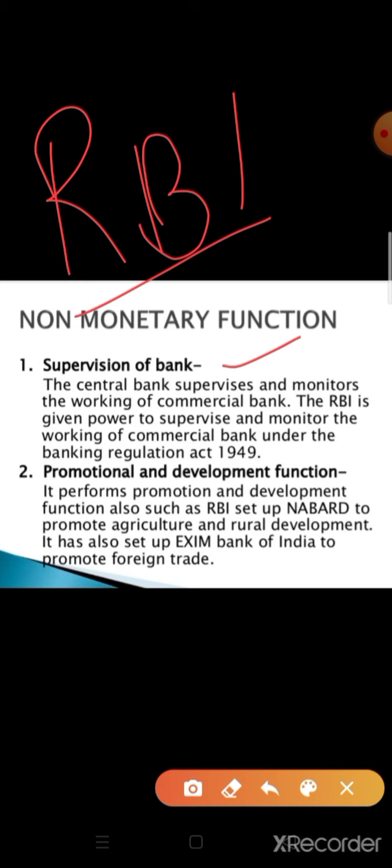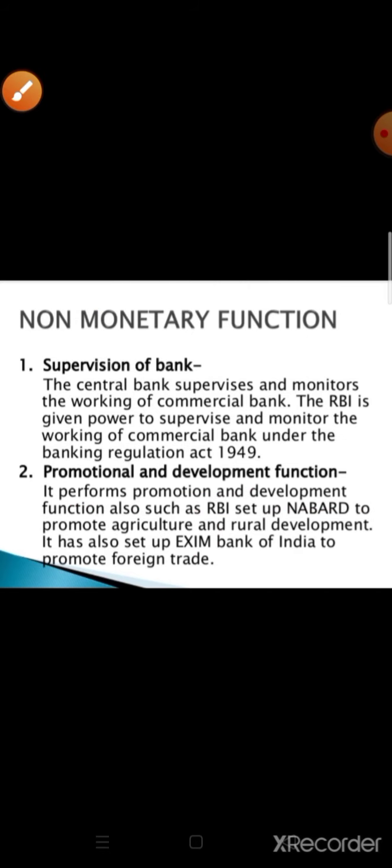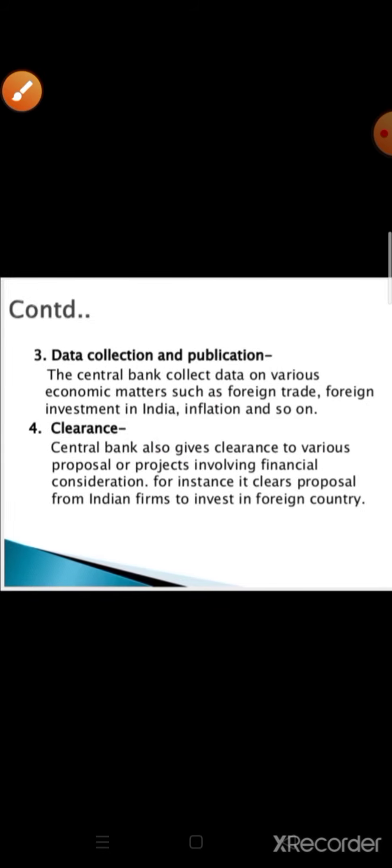Next is promotional and development function. RBI day to day arranges some promotional programs or development functions for the welfare of commercial banks. It performs promotion and development functions also, such as RBI set up NABARD to promote agriculture and rural development. It has also set up Exim Bank, Export Import Bank of India, to promote foreign trade. So these are the non-monetary functions.